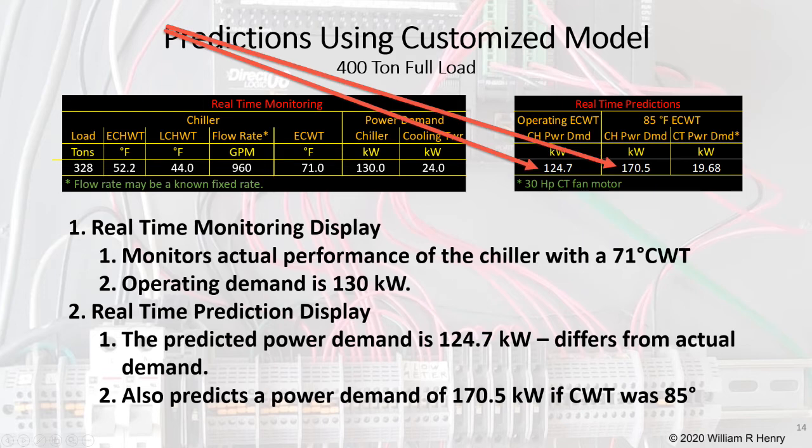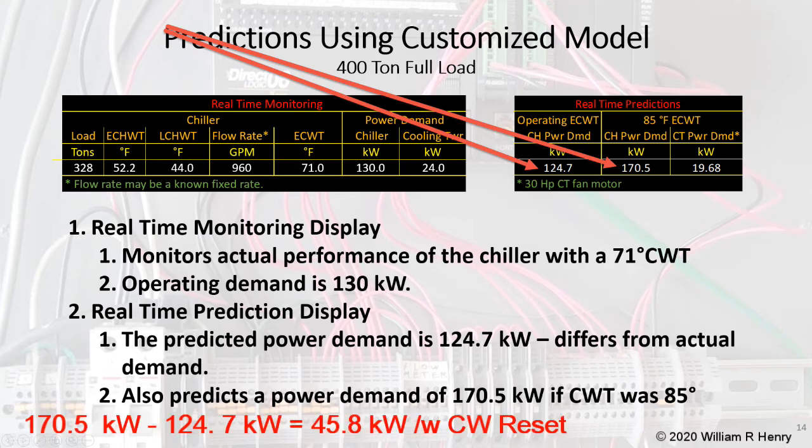The real-time prediction display also predicts what the chiller power demand would be if the condenser water temperature was the design temperature of 85 degrees Fahrenheit. A simple calculation will show that this optimized chiller, which is 82% loaded, is saving 45.8 kilowatts. So, we have a diagnostic metric and a metric to evaluate performance.